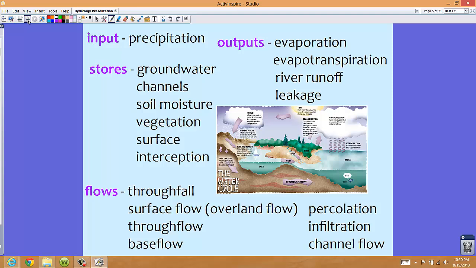And finally, we have flows. Now think of flows as where water actually moves. And we're going to talk about these throughout the lesson, but just know that these are things called throughfall. We have surface flow or overland flow. You're going to see the two words combined in this lesson. We have throughflow, base flow, percolation, infiltration, and channel flow.